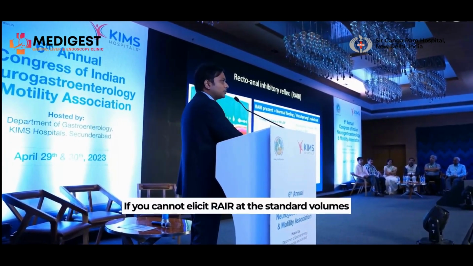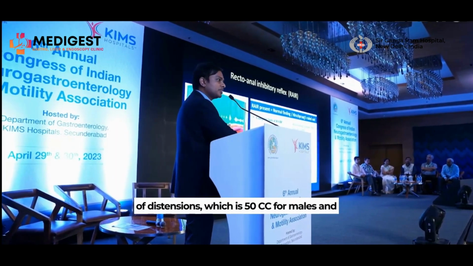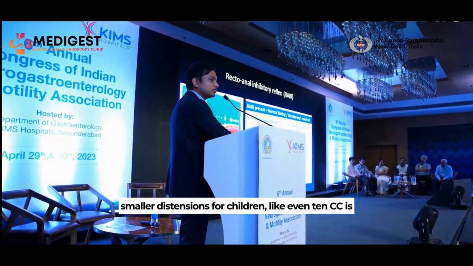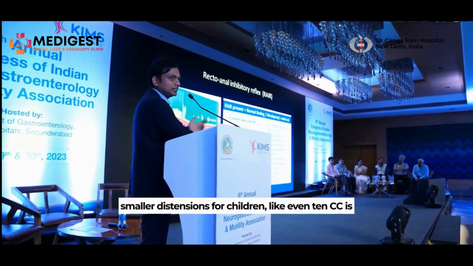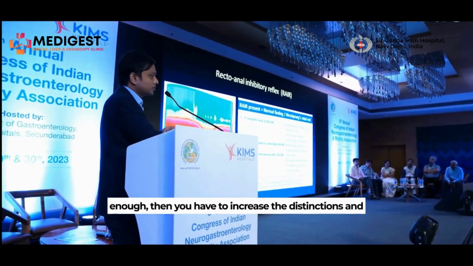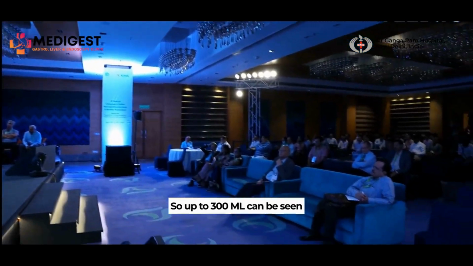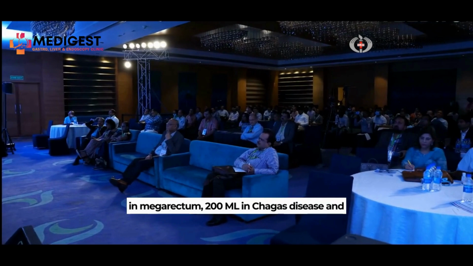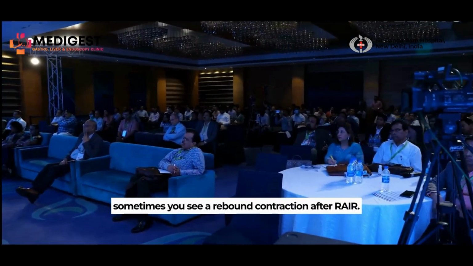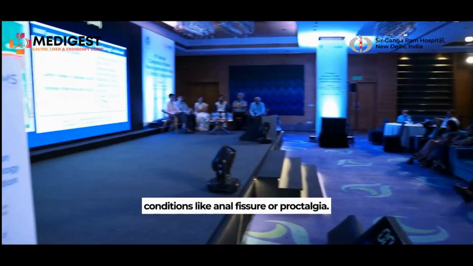If you cannot elicit RAIR at the standard volumes of distension, which is 50 cc for adults and smaller distensions for children, like even 10 cc is enough, then you have to increase the distensions and you can go up to maybe 200, 300 ml. Up to 300 ml can be seen in megarectum, 200 ml in Chagas disease. And sometimes you see a rebound contraction after a RAIR. This could be seen in painful conditions like anal fissure or proctalgia.